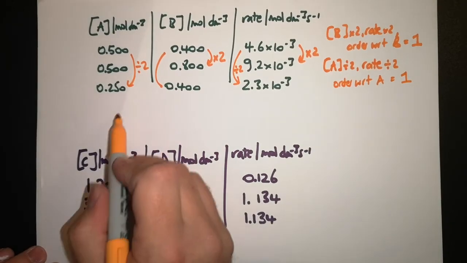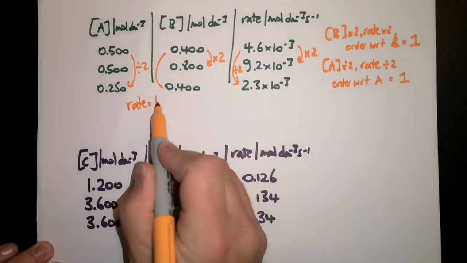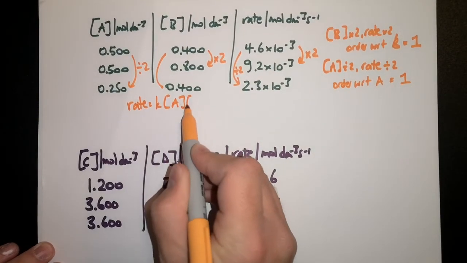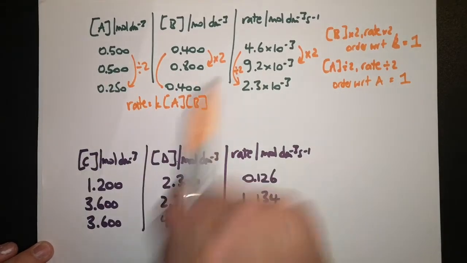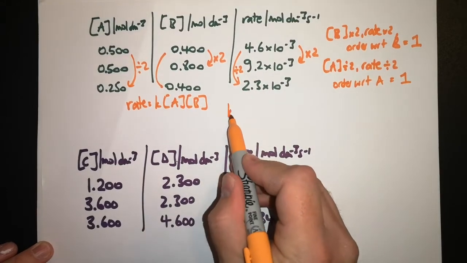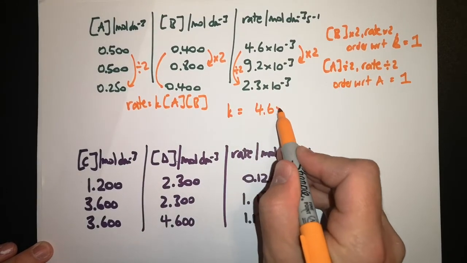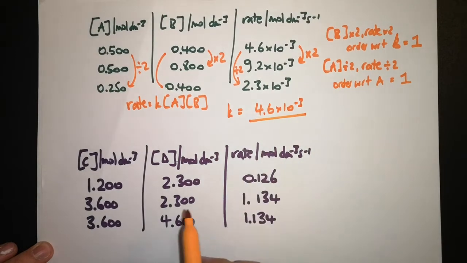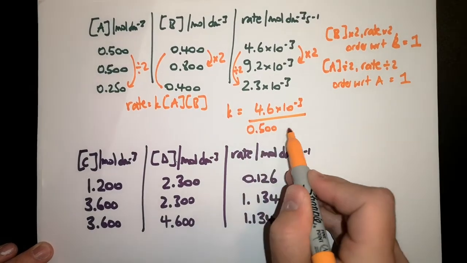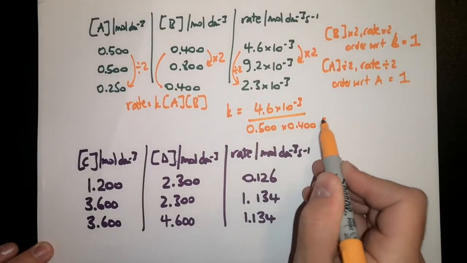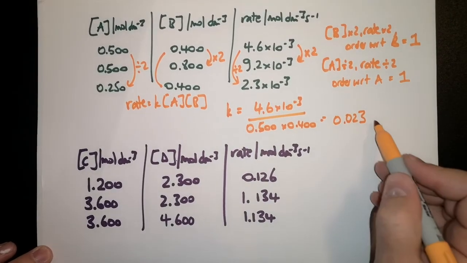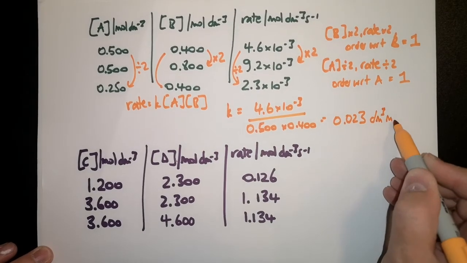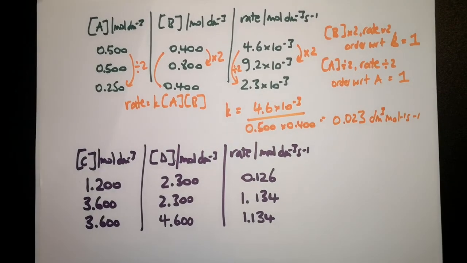So we can work out the rate equation. Rate equals k [A][B]. We rearrange, put our numbers in again, picking the top row. We would get that k equals 4.6 times 10 to the minus 3 divided by 0.5 divided by 0.4, and that equals 0.023 dm3 mol minus 1 s minus 1.